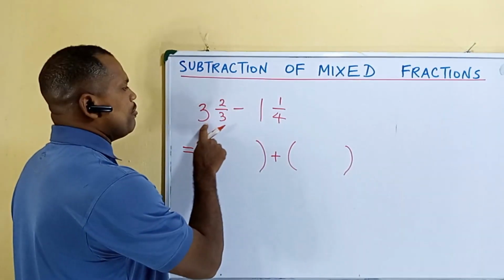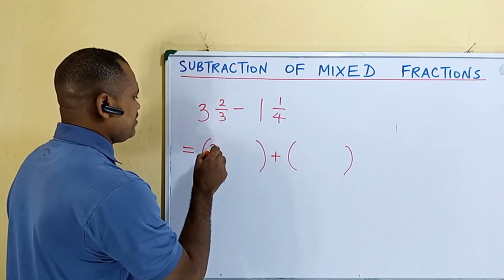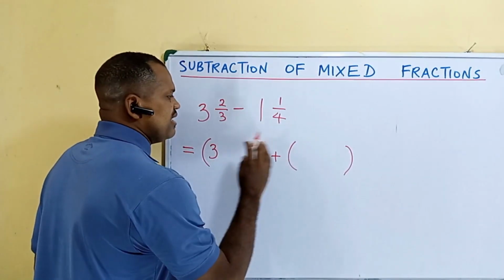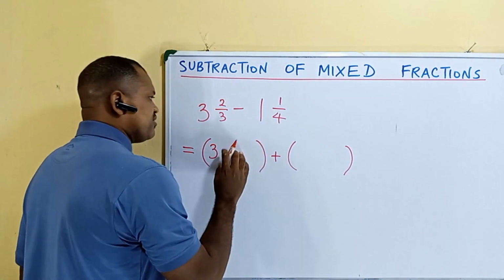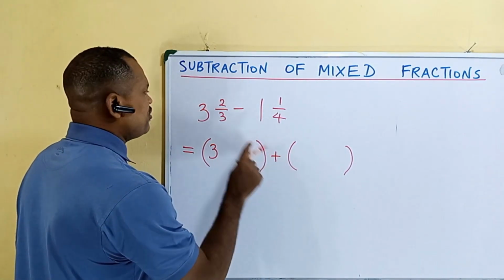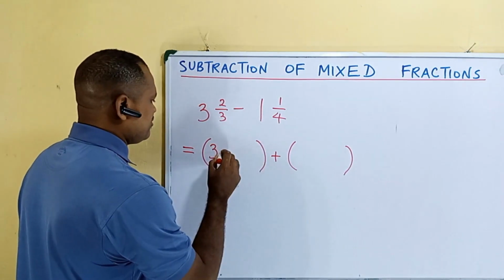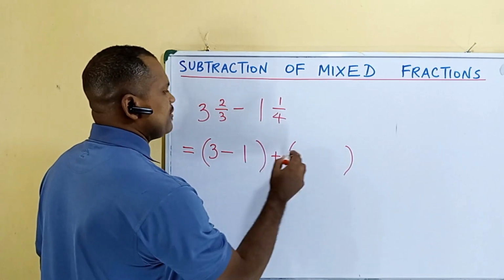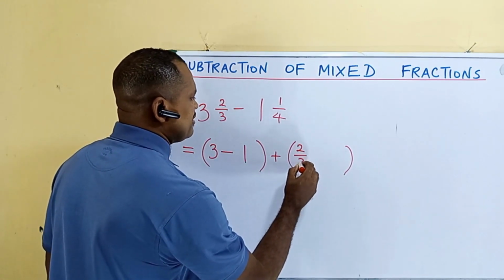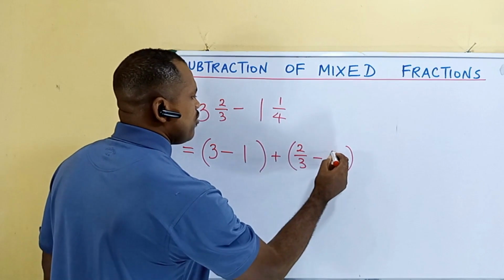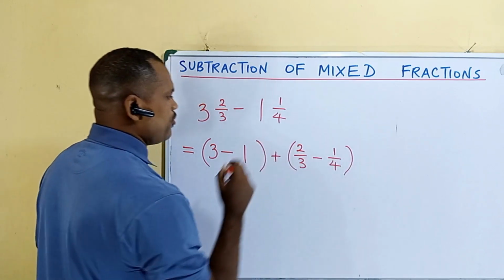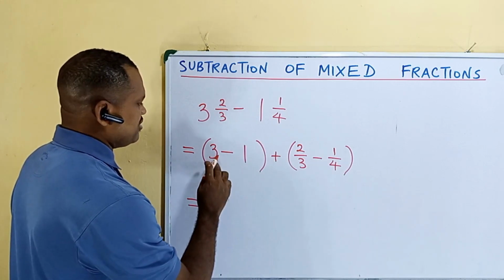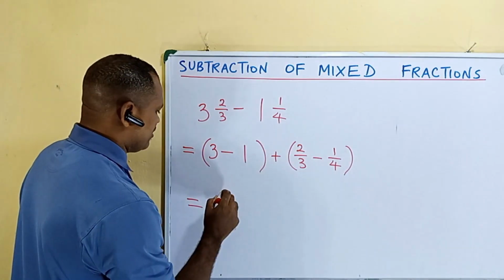Good. So the whole number should come here. 3 minus, you are subtracting. So the bracket here will be minus, since you are subtracting. Only here will be plus. So 3 minus 1. Good. Here is 2 over 3 minus 1 over 4. The next thing is to give you 2. 3 minus 1 is 2.